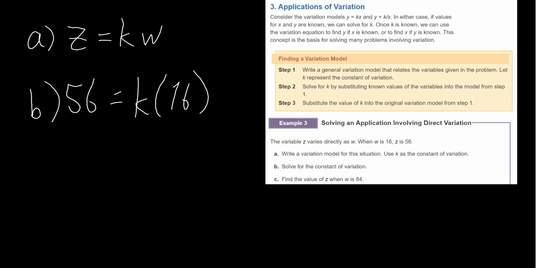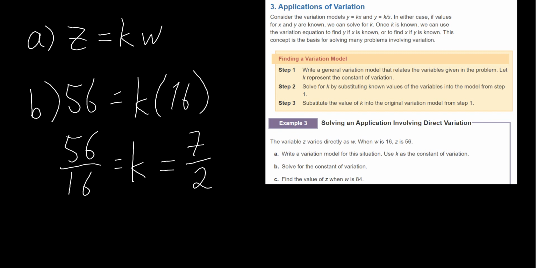Okay, and then we're going to solve for k. So this ends up being 56 over 16 is equal to k. Well, 56 over 16 reduces down to 28 over 8, 14 over 4, and 7 over 2. So it reduces down to 7 over 2. Okay, so that's what k is.